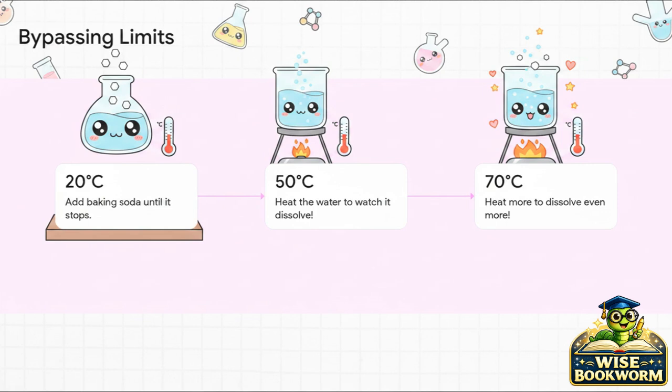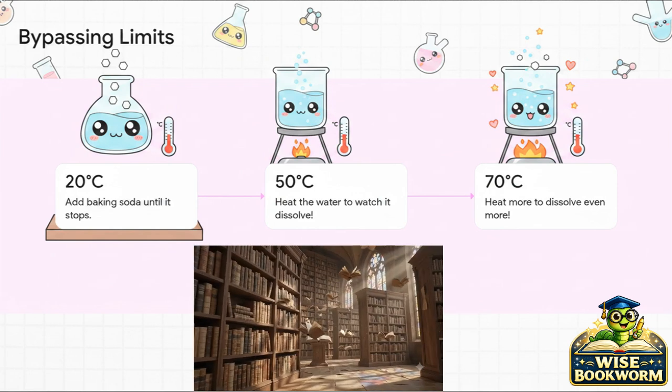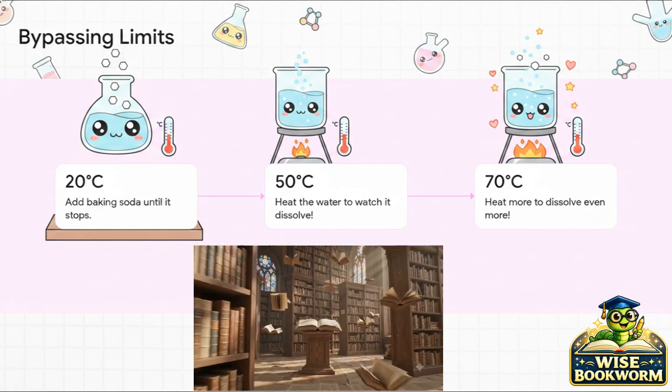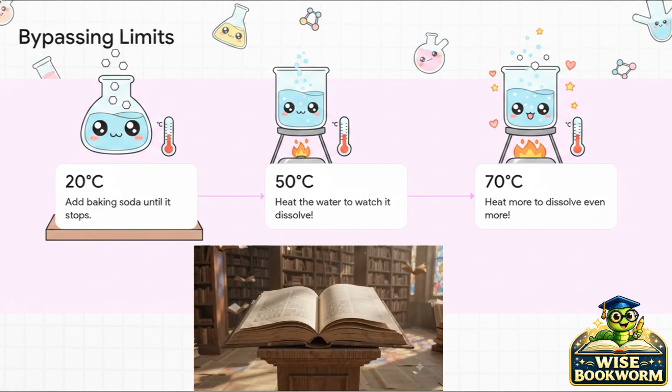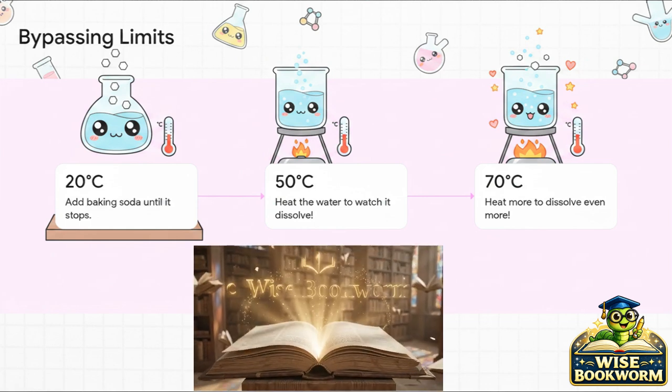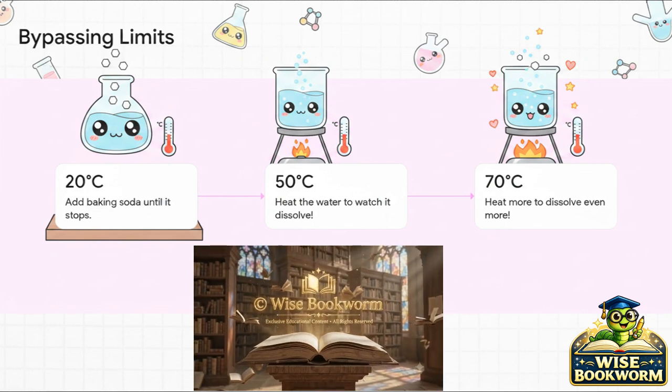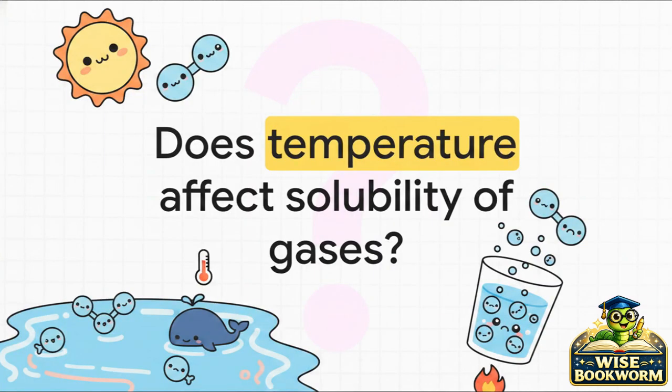But pop it on a burner and turn the heat up to 50 degrees, and suddenly that leftover powder dissolves. Heat it up to 70 degrees, and you can dissolve even more. For most solid substances, heat literally forces a saturated solution to act like an unsaturated one. It's a total game changer. Now, that is how solids behave.